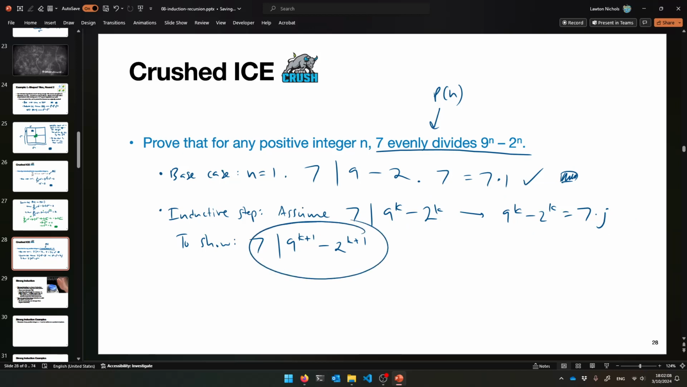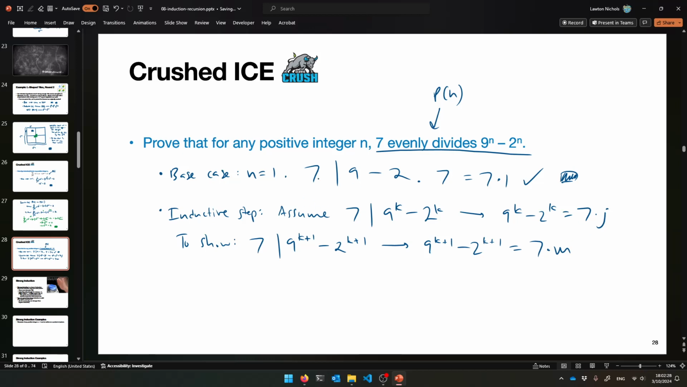And then I want to show this, right? And another way of showing that is, again, to unpack the definition. I want to show that 9 to the k plus 1 minus 2 to the k plus 1 equals 7 times something, like times m for some integer m, okay? That's the secret, all right?